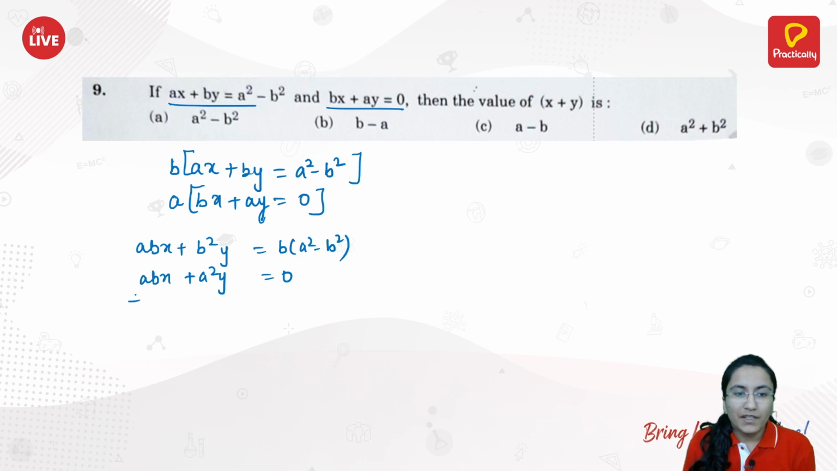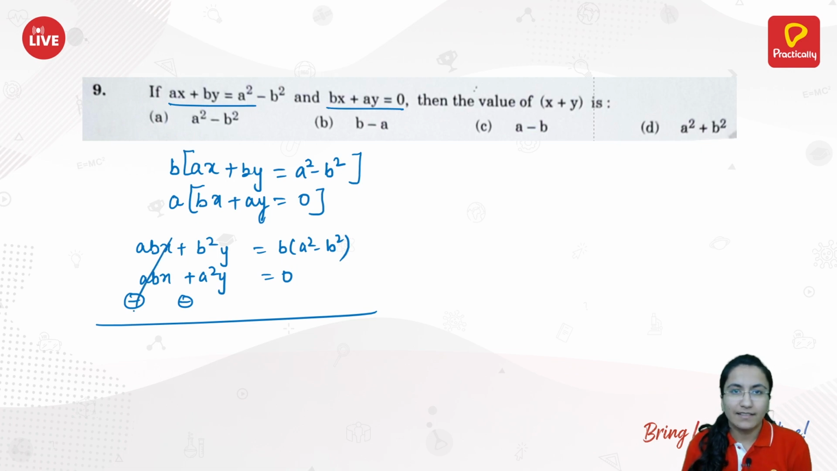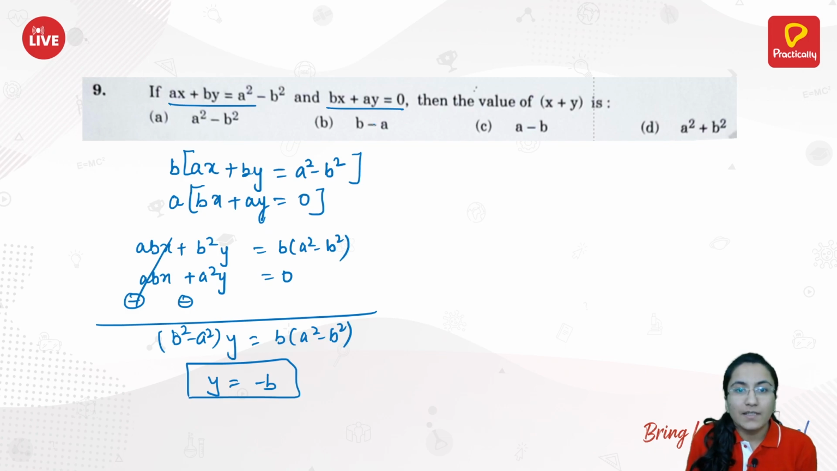Just subtract both the equations, right? If you subtract both the equations, this x would be cancelled from both the terms. You would be left with b square minus a square into y is the same as b into a square minus b square, right? So that means y is equal to minus b. You got the value of y. Now you can easily put this in the second equation and get the value of x. Then you can easily find x plus y.